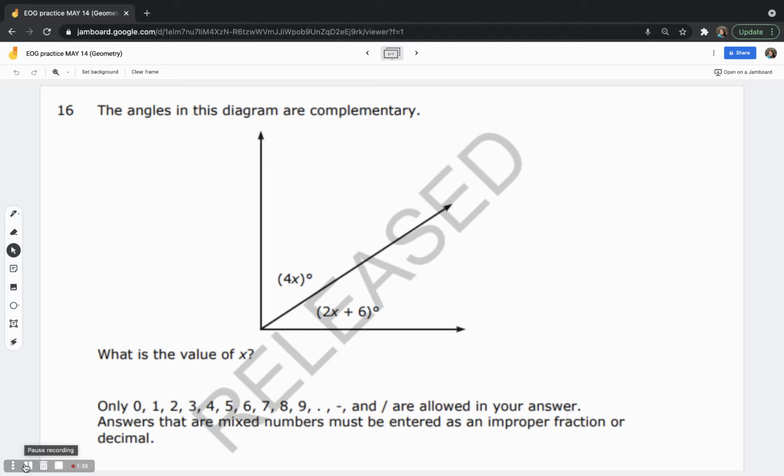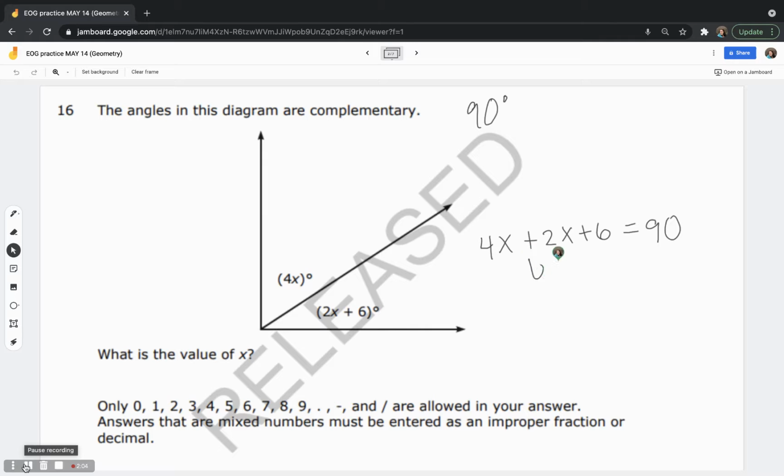Right, 16, the angles in this diagram are complementary, which means it is a 90-degree angle. What is the value of x? So that means that I'm going to add these two angles together. So my equation is 4x plus 2x plus 6, and I'm going to set that equal to 90.